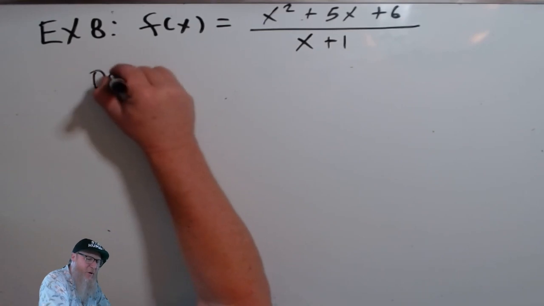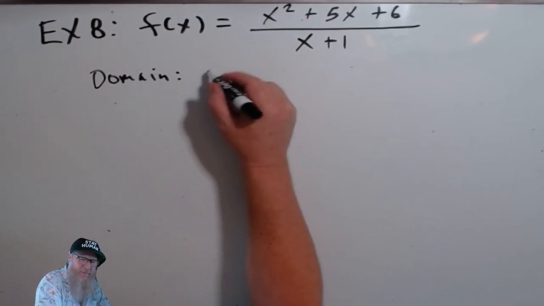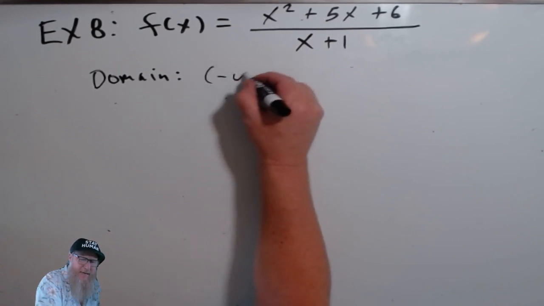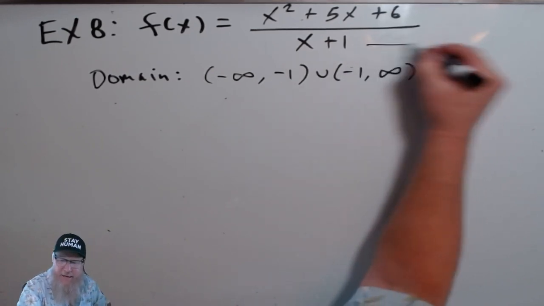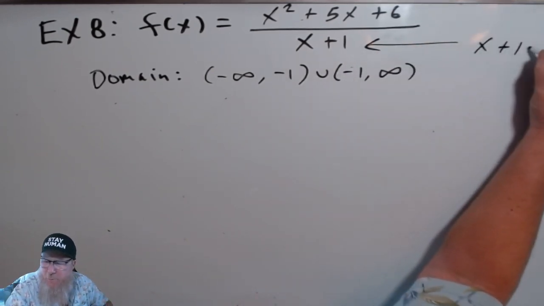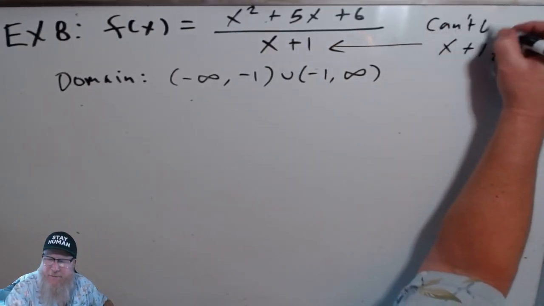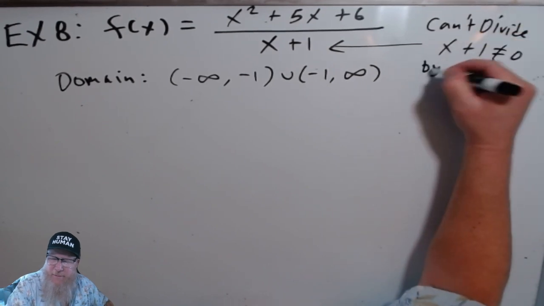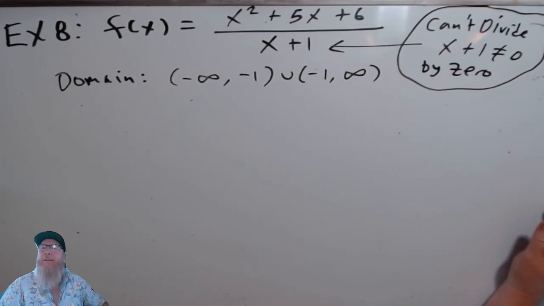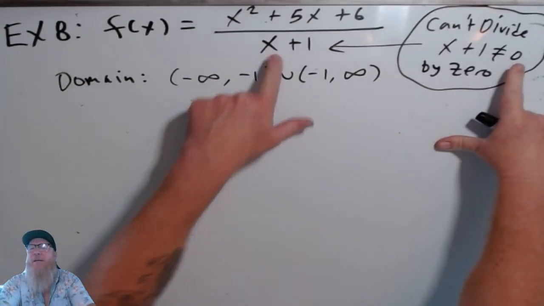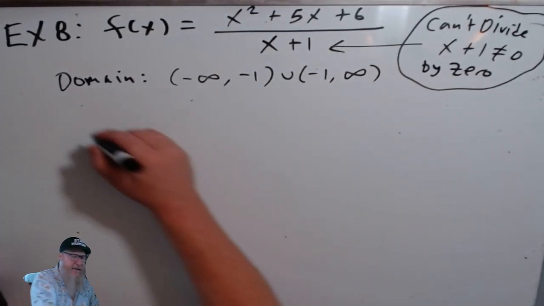So notice the domain is negative infinity to -1 union -1 to infinity. In other words, x plus 1 cannot be 0 because you can't divide by 0. That's one of those domain rules. So since x plus 1 cannot be 0, -1 has been excluded from the domain.